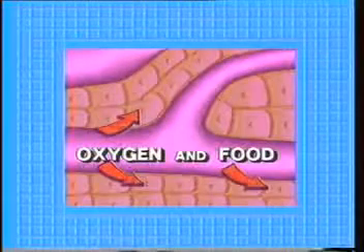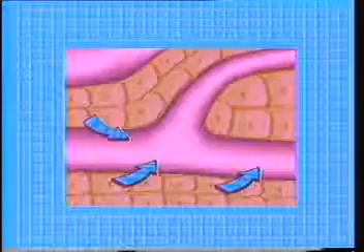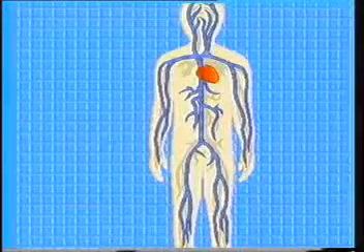These branch into capillaries. Here, as we've seen before, oxygen and food pass from the blood into the cells. Carbon dioxide passes the other way from the cells to the blood. The blood, now poor in oxygen, returns by way of veins to the right atrium, where the cycle begins again.